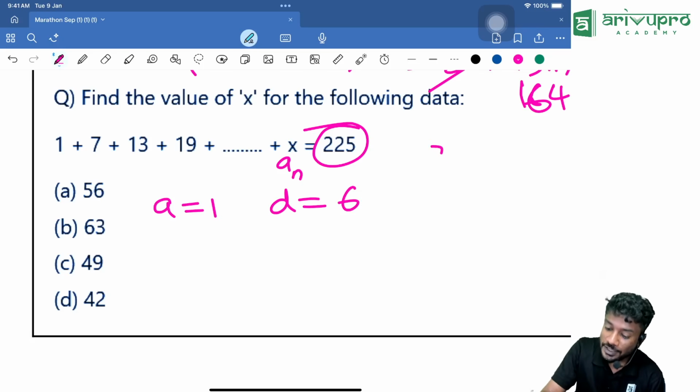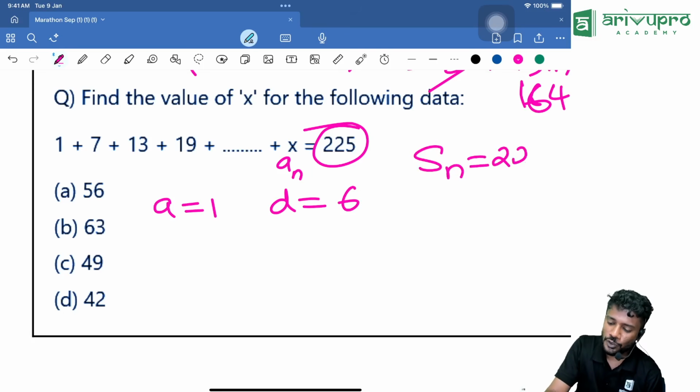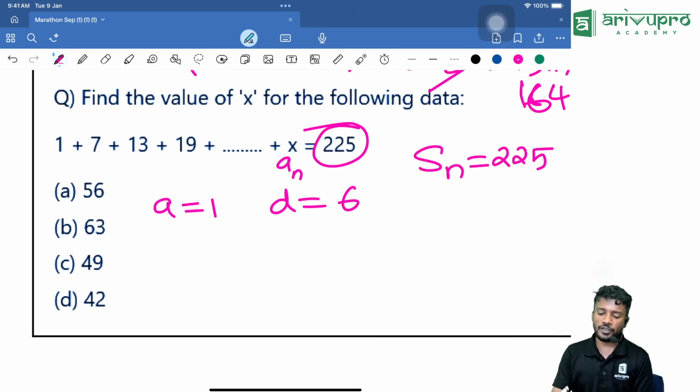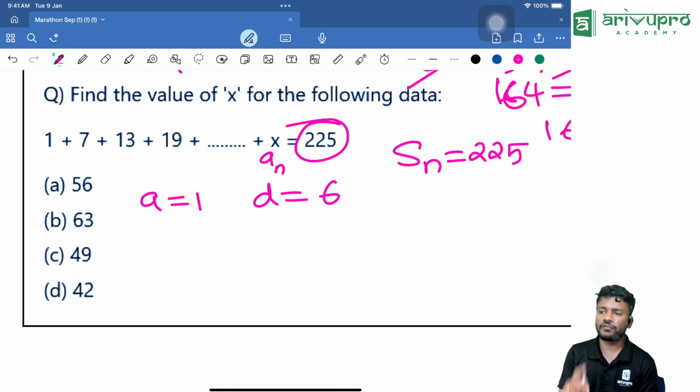Sum of all the terms, Sn, is equal to 225. Then what are we going to find? We are going to find the value of an. How to do this? Tell me what all methods you can use to solve this.